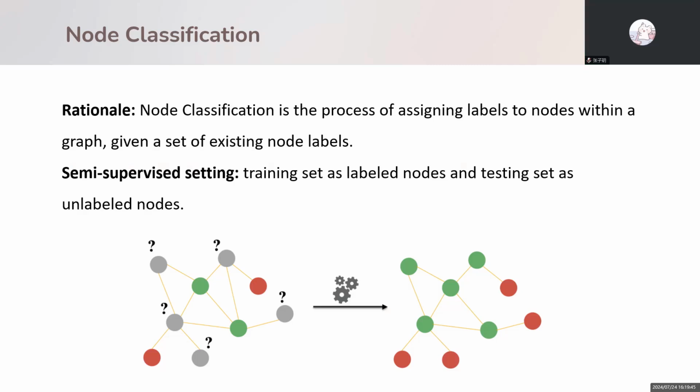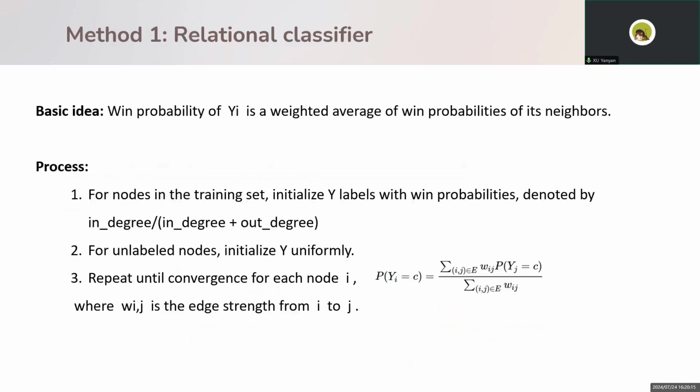Well, node classification is the process of assigning labels to nodes within a graph, given a set of existing node labels. So it's a semi-supervised setting. We use these labeled nodes to obtain those unlabeled nodes. In this case, we use two methods. One is relational classifier, and the other is graph neural network. Let's look at the first method.